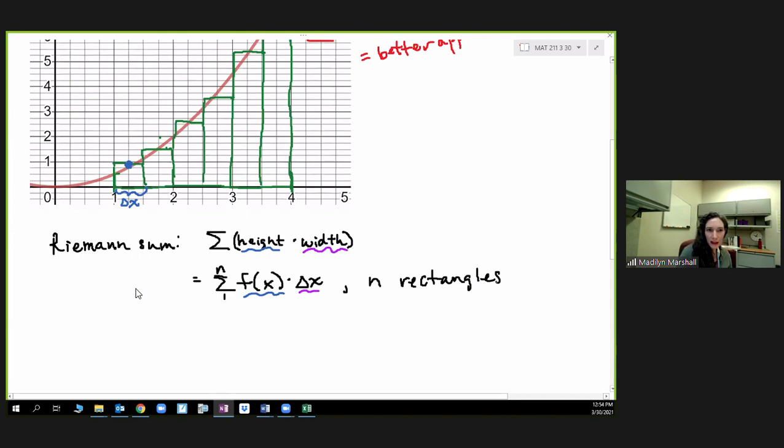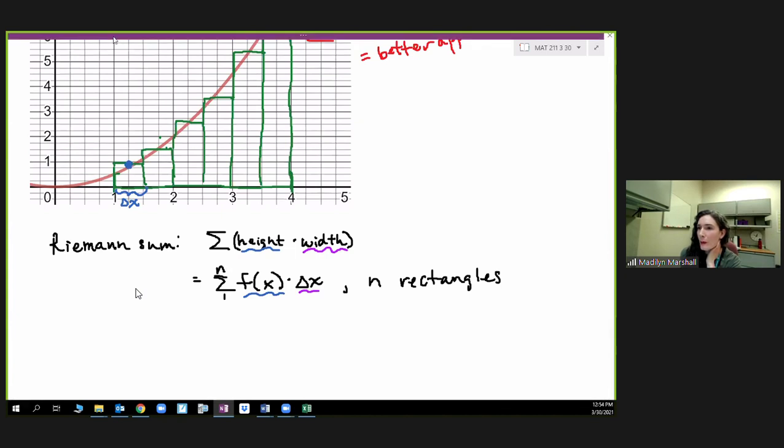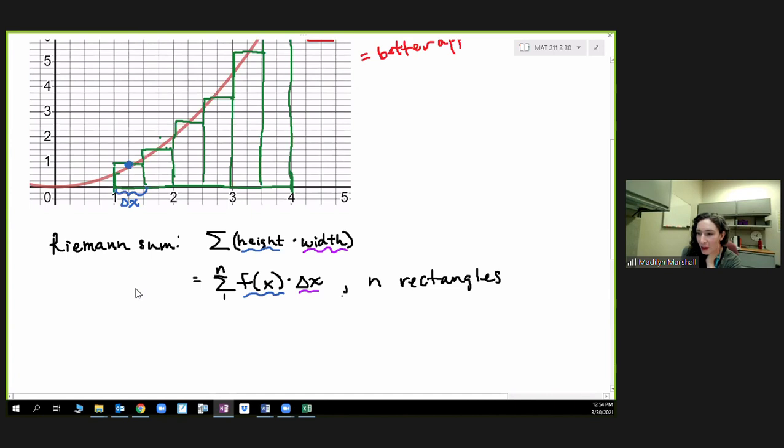So if we have n rectangles, we are adding up each of these different rectangles. They all have the same width, but their height depends on the value of the function there. It's going from 0 up to f of x, whatever our x happens to be there. And we're adding up n rectangles. This is a very informal way of writing this, but I'm just trying to simplify it into length times width with n rectangles added together.